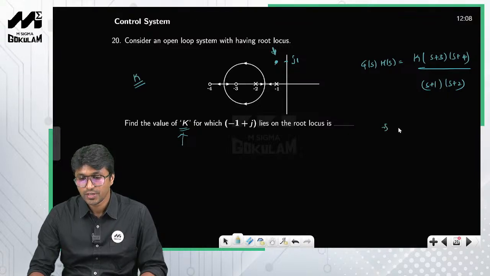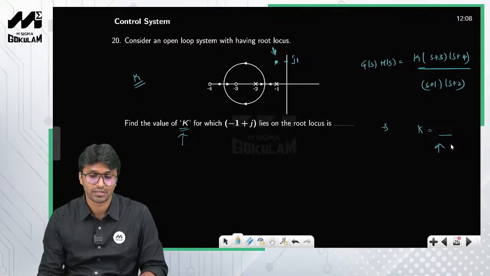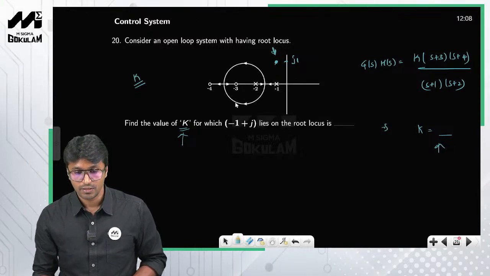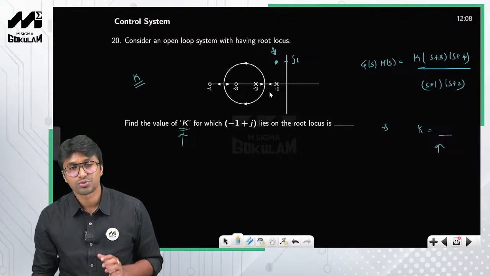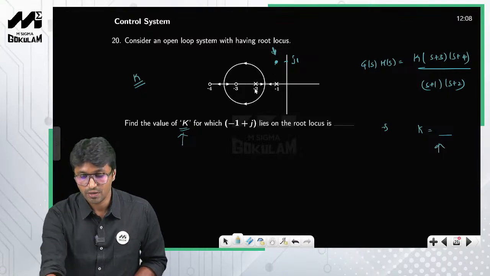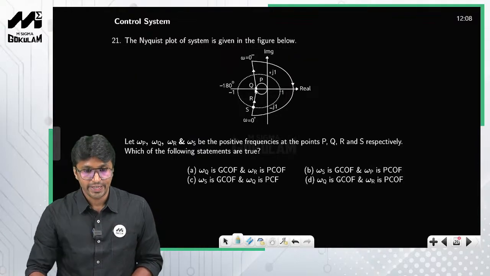So look at this one, listen, if you use the magnitude condition directly, you will get a finite value of k, and you will obviously end up with a wrong answer, right? So the understanding is that for no value of k, the root locus goes through this particular point, right? So this is how you solve this particular question, okay? Now let us move on to the next question.